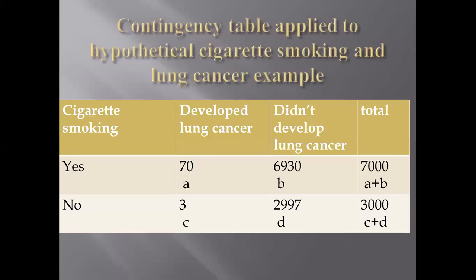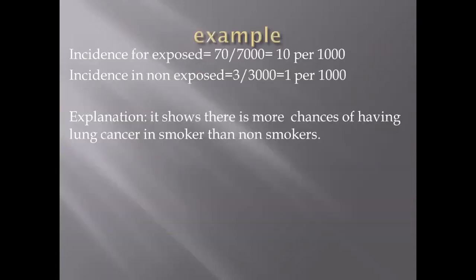So this is the example, the contingency table applied to the hypothetical cigarette smoking and lung cancer example. Again, there are two groups, one developed the disease, lung cancer, the other did not develop lung cancer, and the exposure factor is cigarette smoking, yes or no. So we will have this, we have already seen this table. Now we will explain one by one the incidence, relative risk and attributable risk.